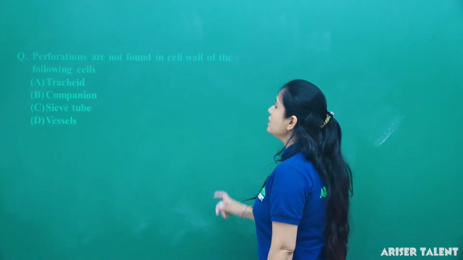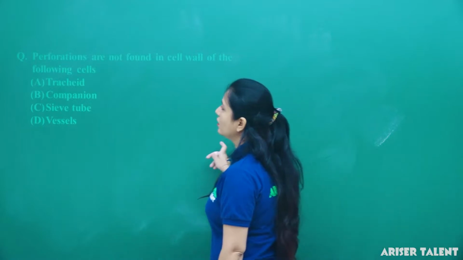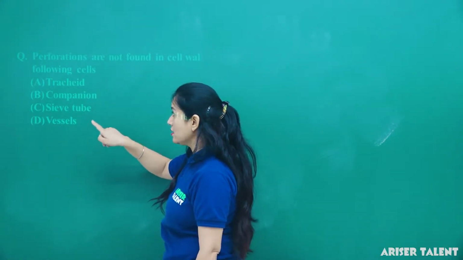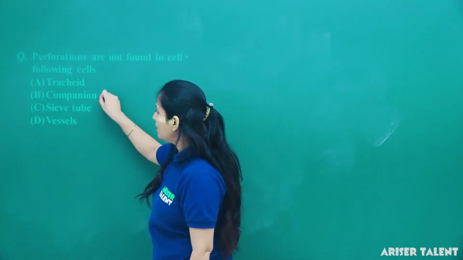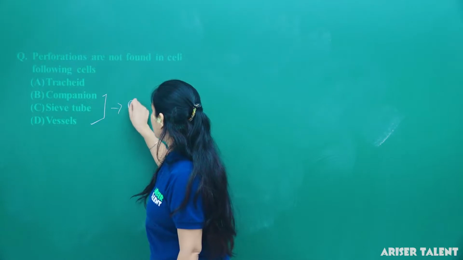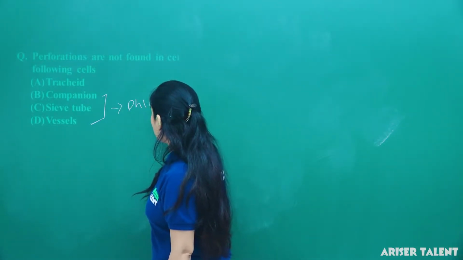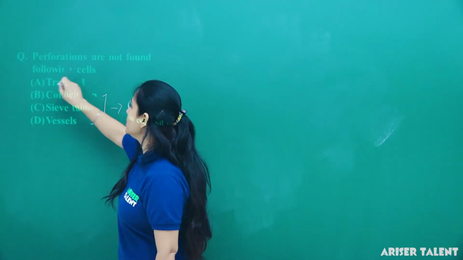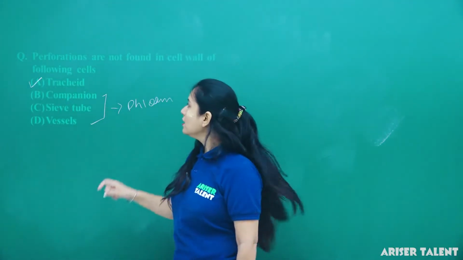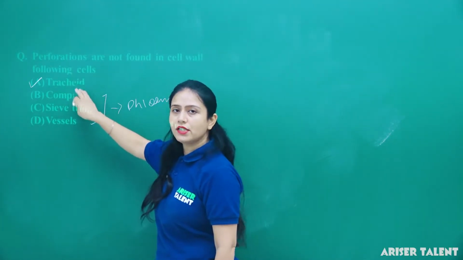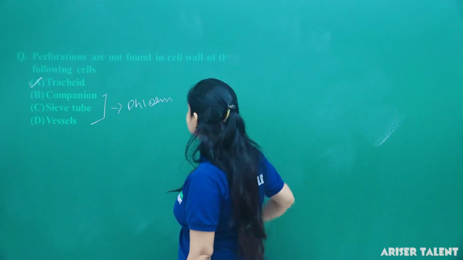Next is: perforation is not found in the cell wall of the following cells: tracheids, companion, sieve tube and vessels. As we all know, companion, sieve tube and vessels are found in phloem, and perforation is present there. And here tracheids, which are present in the xylem, do not have perforation.